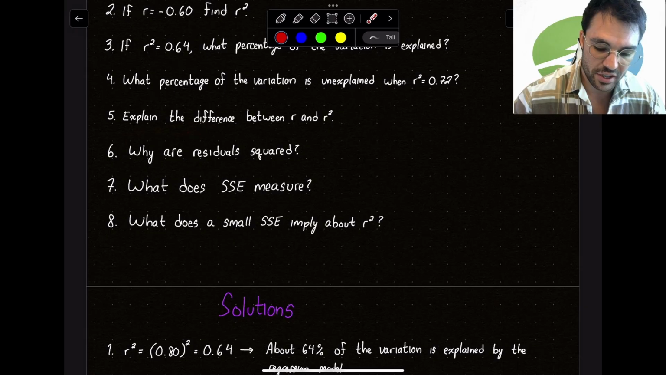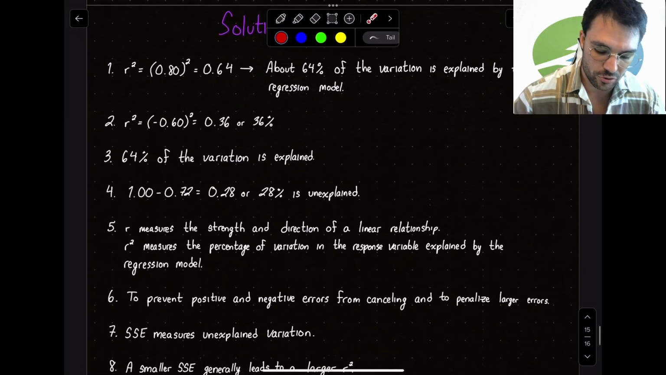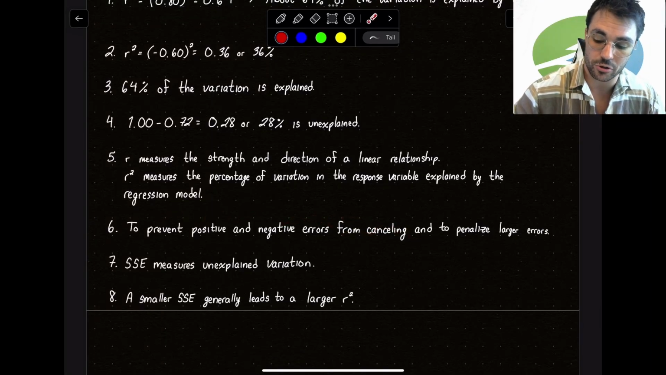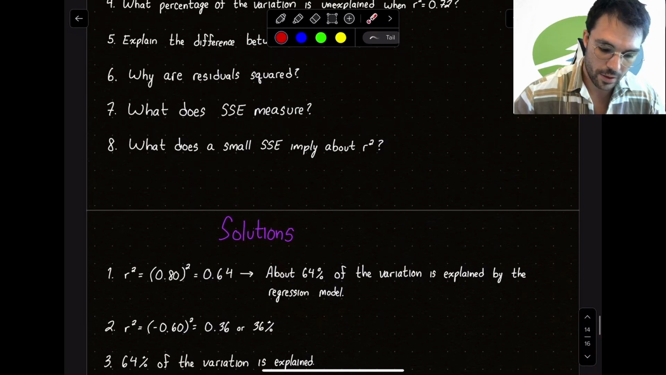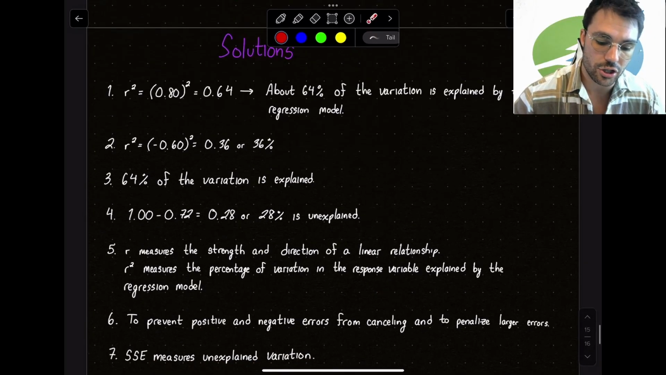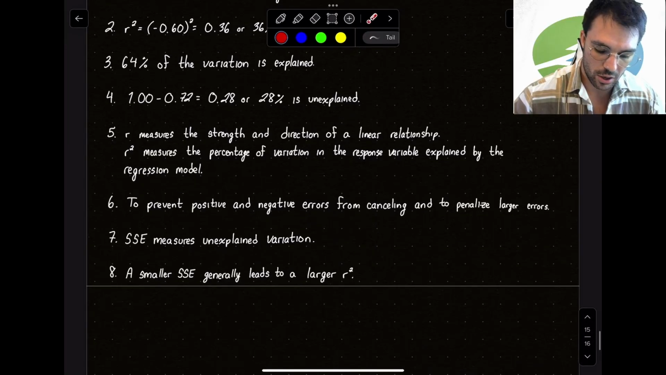Number 5, explain the difference between R and R squared. R measures the strength and direction of a linear relationship. R squared measures the percentage of variation in the response variable explained by the regression model. Number 6, why are residuals squared? To keep them positive, to prevent positive and negative errors from canceling, and to penalize larger errors. Number 7, what does SSE measure? SSE measures the unexplained variation. And lastly, number 8, what does a small SSE imply about R squared? A small SSE generally leads to a larger R squared.